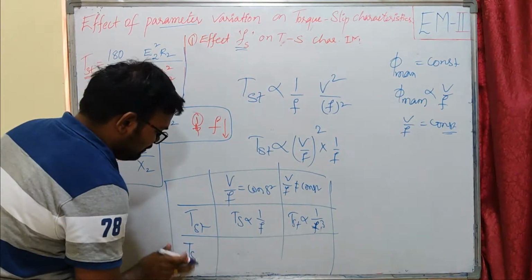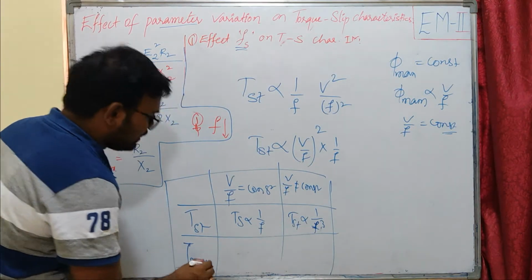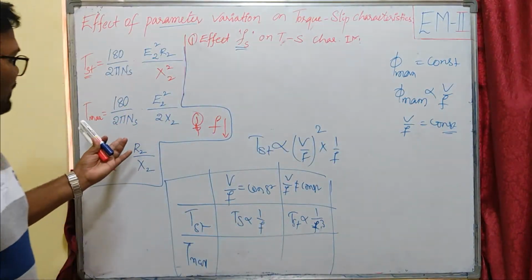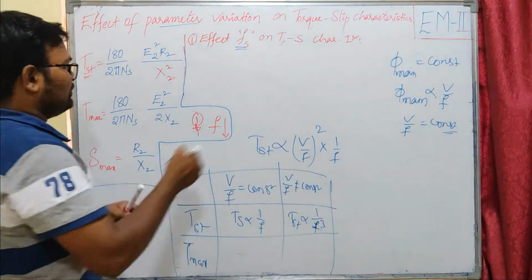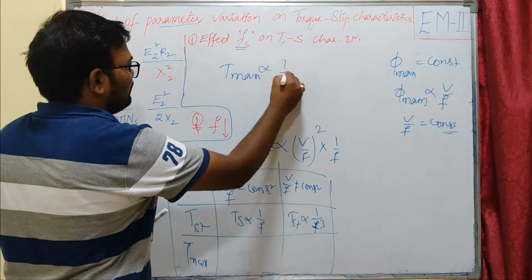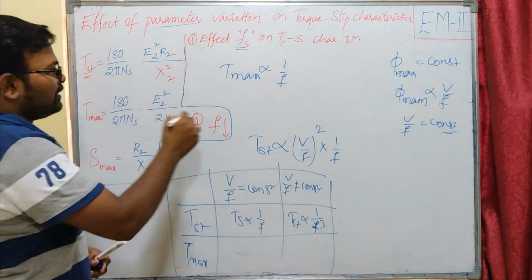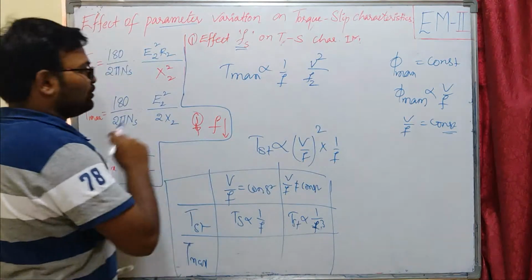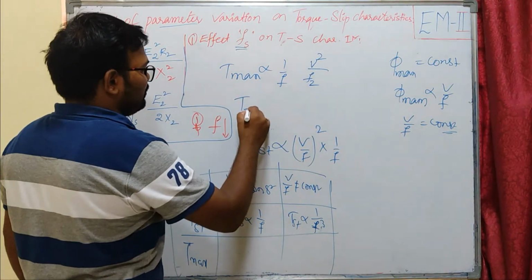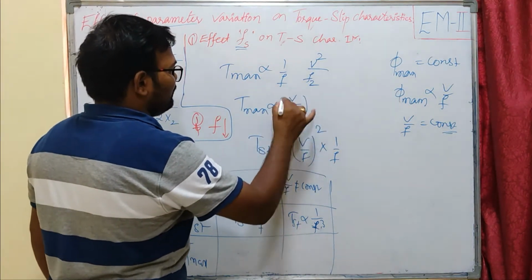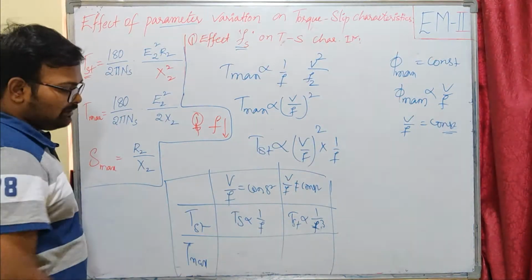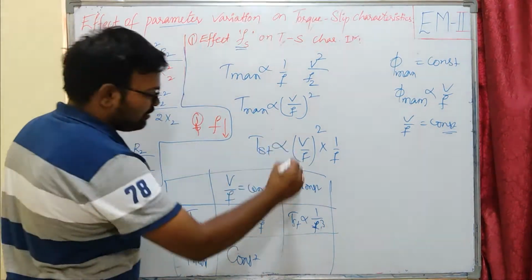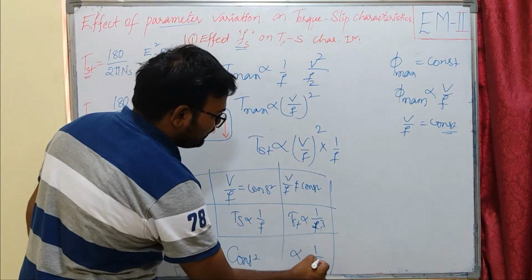Let us consider the maximum torque now. Maximum torque is also dependent on 1 by F, because it is having synchronous speed, and we can consider it as V square. But here it is having only one parameter, which is X2, so I consider it as V by F. So our maximum torque is proportional to V by F whole square. That means if V by F is constant, our maximum torque will be constant. If V by F is not constant, our maximum torque will be proportional to 1 by F square.